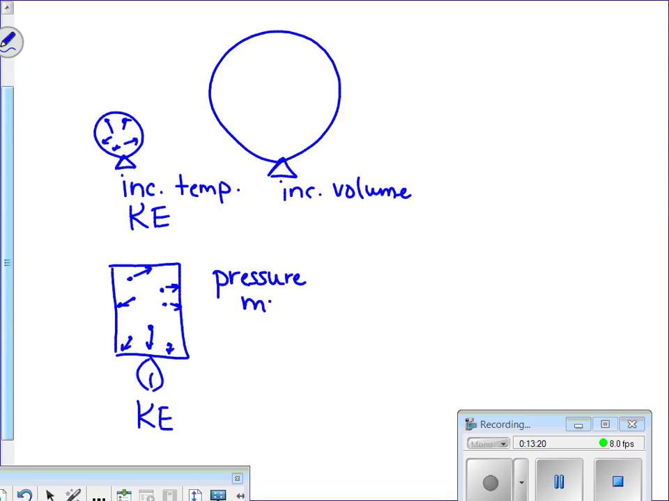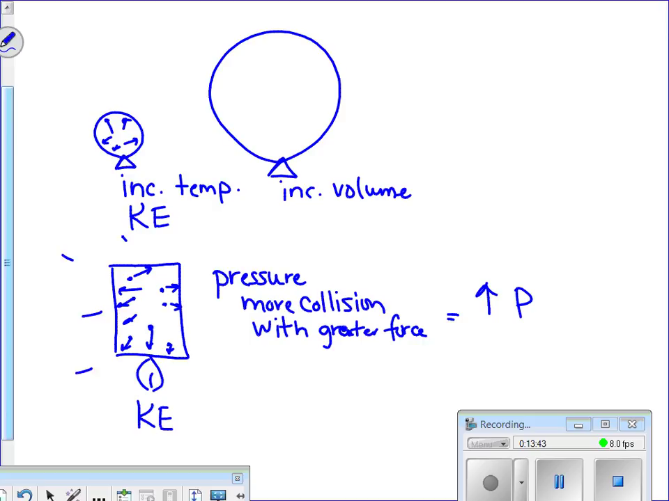And more collisions with greater force equal a higher pressure. So eventually, this can would have so much pressure inside that it would explode due to the buildup of pressure. So what I want you to see is that volume and temperature are directly related.